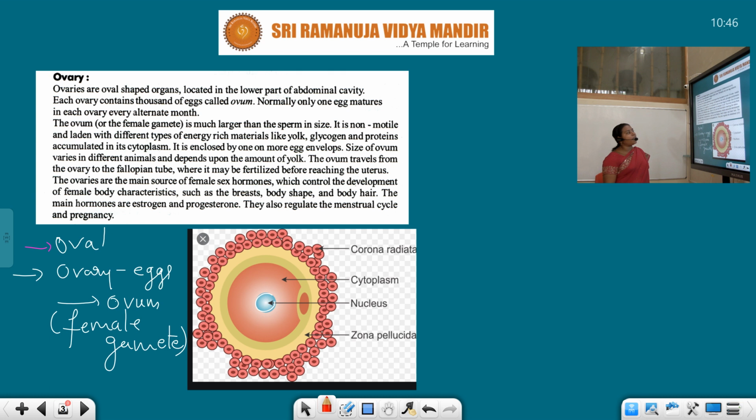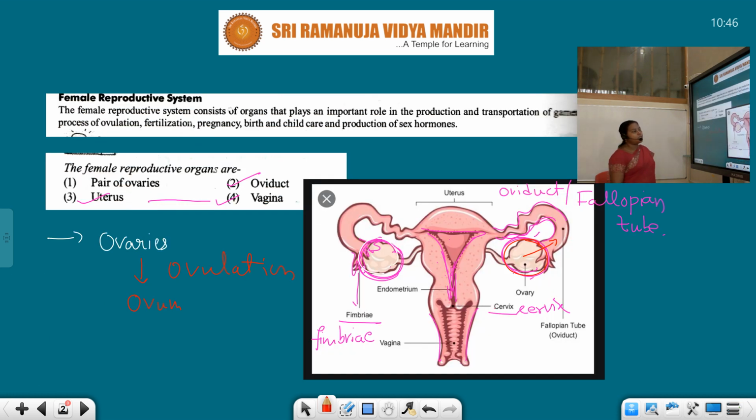The ovaries are the main sources of female sex hormones, which control the development of female body characteristics such as development of the breast, body shape, and body hair. The main hormones are estrogen and progesterone. They also regulate the menstruation cycle and the pregnancy.